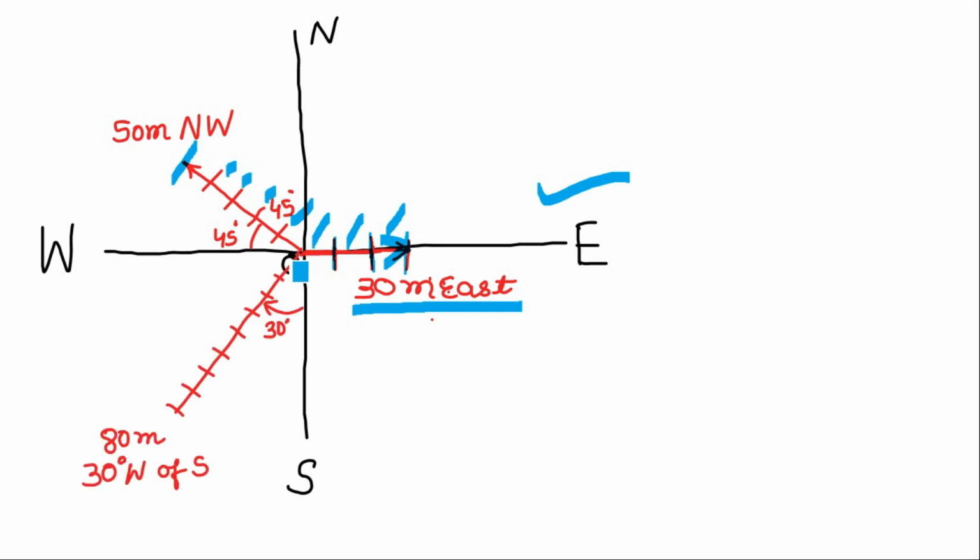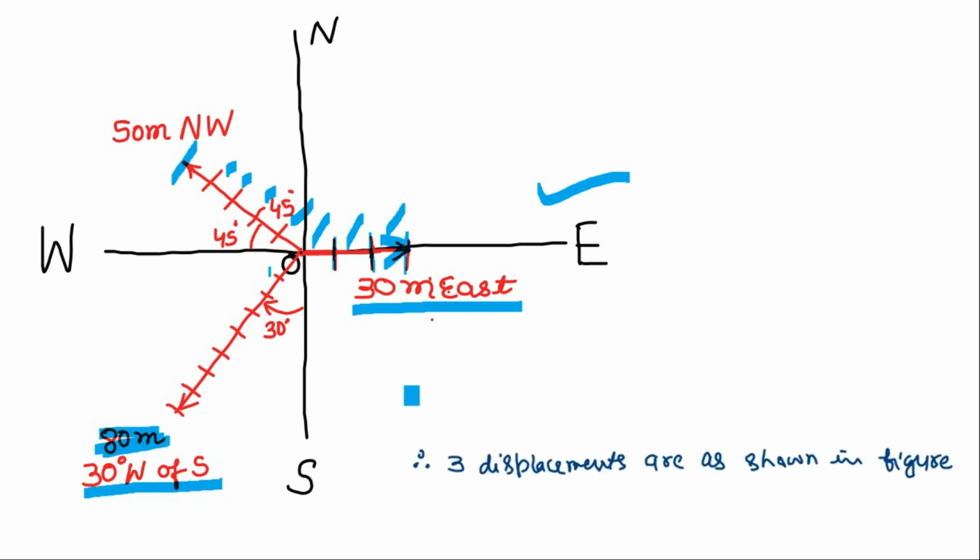To represent the third displacement, we will draw a line whose length is 8 centimeter and whose angle from the south direction is 30 degree toward the west. Since this line is 8 centimeter long, as per the assumed scale, it will represent a displacement of 80 meter. And if we put an arrowhead over here, then this vector will be a displacement of 80 meter magnitude, which is along a direction of 30 degree west of south. So in this figure, we have shown all the three displacements.